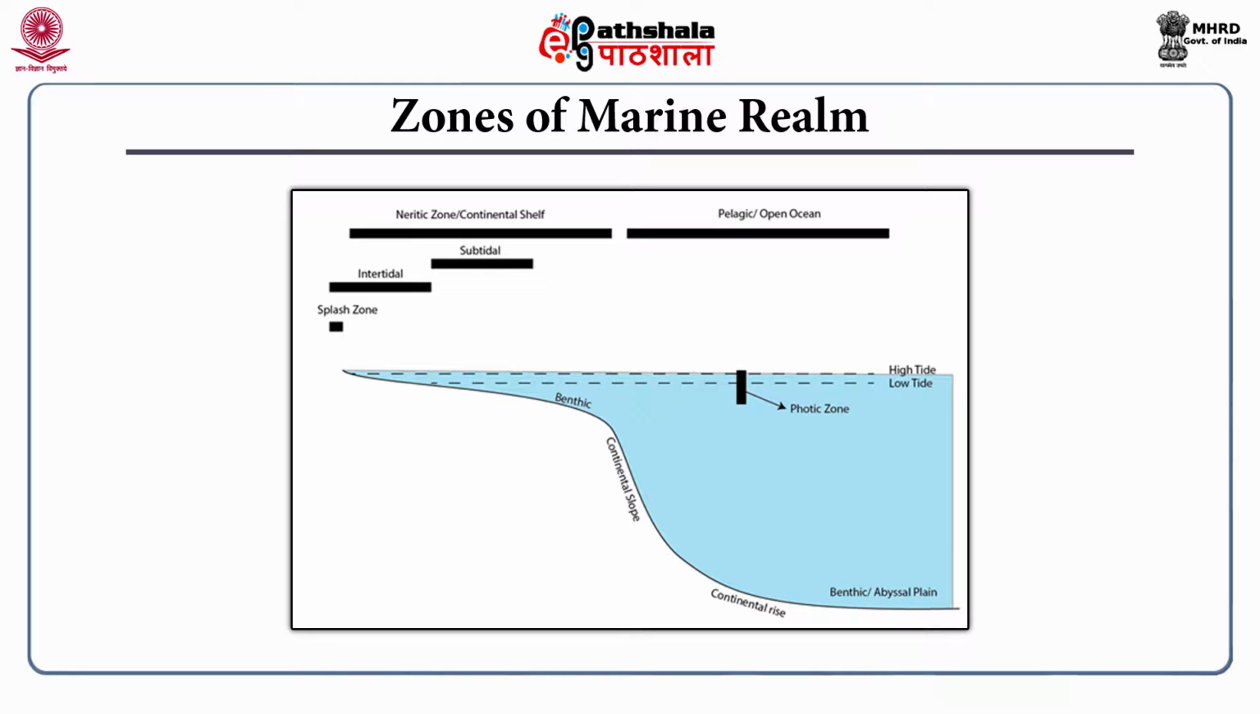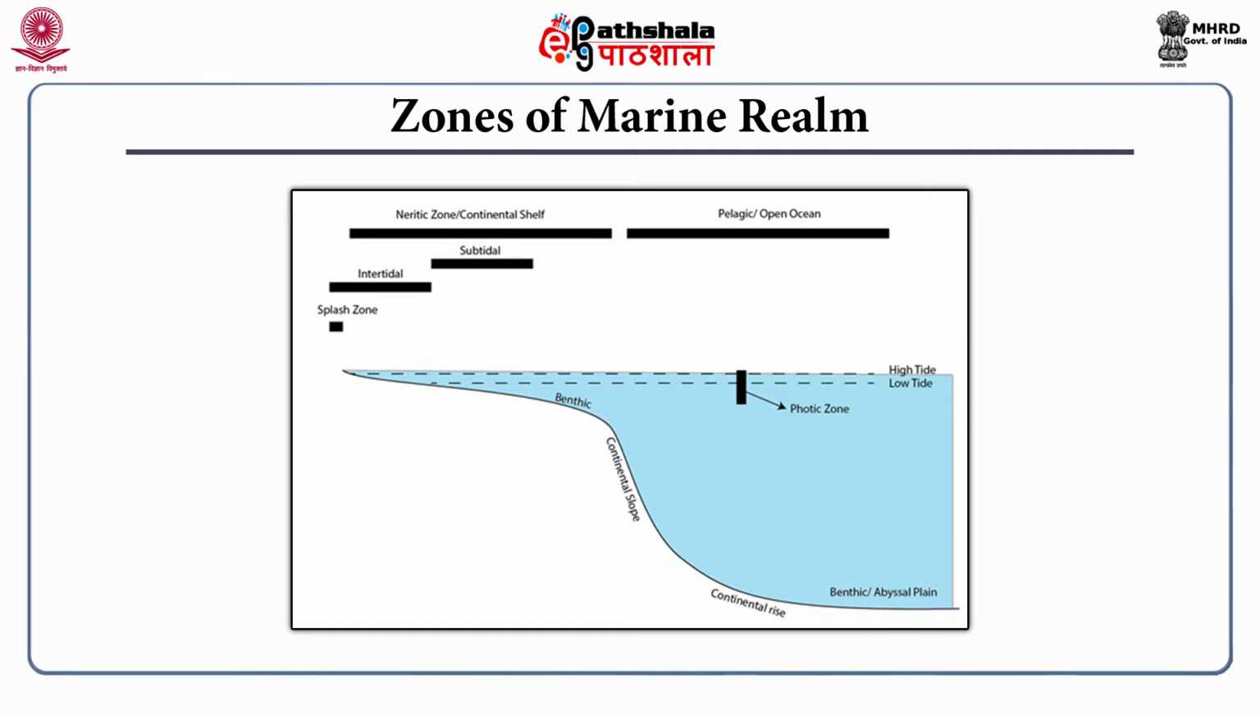Well, intertidal as well as splash zone is part of the Neritic zone. It also includes the subtidal zone, where it's always submerged under the ocean. Even in the low tide, the subtidal region is under the ocean. And finally, towards the interior ocean, there is the open ocean. After the continental dip, the area is known as the pelagic or open ocean area.